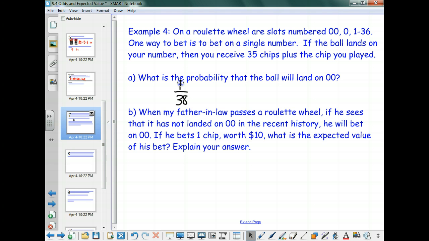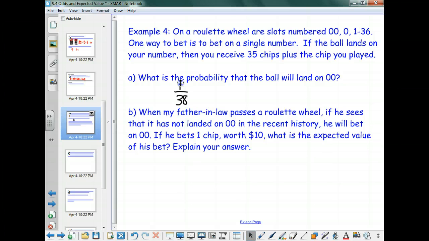When he passes a roulette wheel, let me tell you one more backstory about a roulette wheel. There is a board next to a roulette wheel that tells you the past however many spins it's landed on. It'll tell you that it's landed on 2, and then 7, and then 12, and then 36, and then it landed on 0, and then it landed on 12 again, and then on 5, and it shows the recent history, if you will, of the spins. So in essence, you would see the same thing if you stood there for a while and were just paying attention. All right, so when my father-in-law passes a roulette wheel, if he sees that it has not landed on 00 in recent history, he will bet on 00.